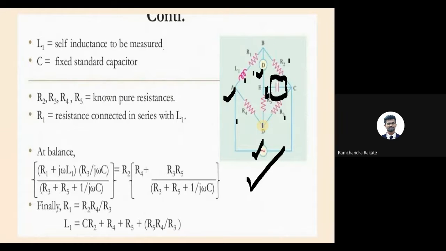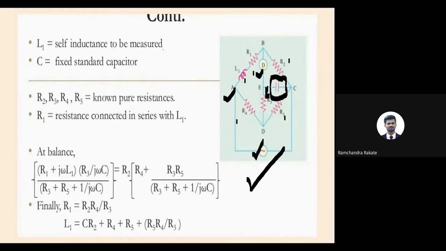Now, what's the purpose? He's thinking that a large number of AC bridges are available, so with the help of the Anderson bridge, if I use it to measure the self-inductance of that particular coil, it will be helpful for the measurement of capacitance and resistance, which is used for balancing this particular circuit.